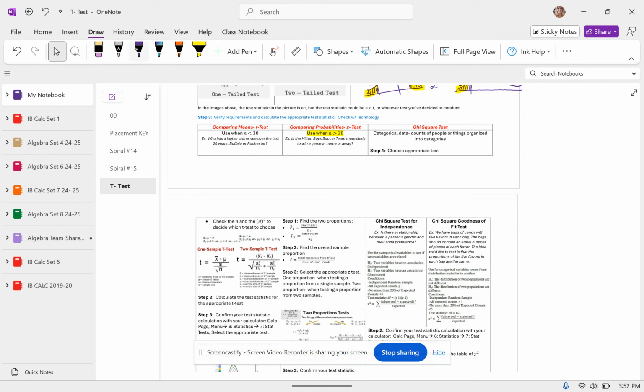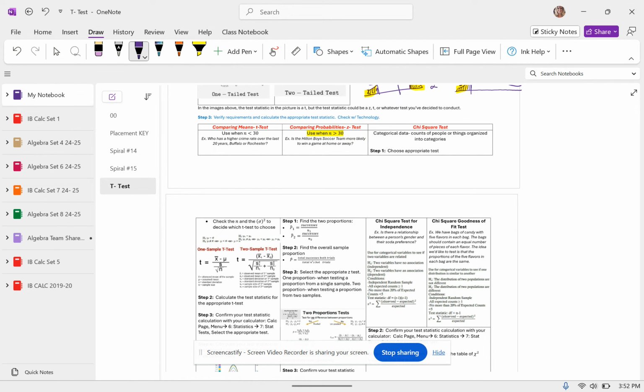And then if you're just comparing the mean that you got from your experiment to, say, average heights of the U.S., and there's a known mean of the population, you would do a one-sample t-test, okay? For comparing probabilities, you're going to use a z-test.